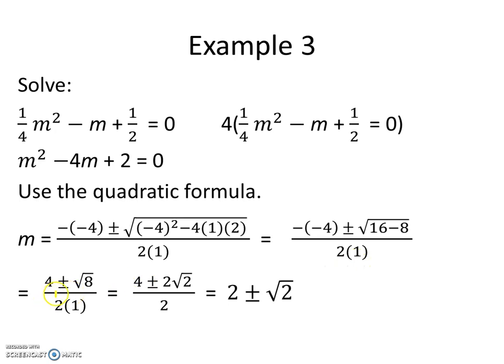Well, we know a negative negative 4 is simply a positive 4, and that 16 minus 8 is 8. Continuing to simplify, we have 4 plus or minus 2 times the square root of 2, all divided by 2. Again, these all have a common factor of 2, so we can reduce it to 2 plus or minus the square root of 2.